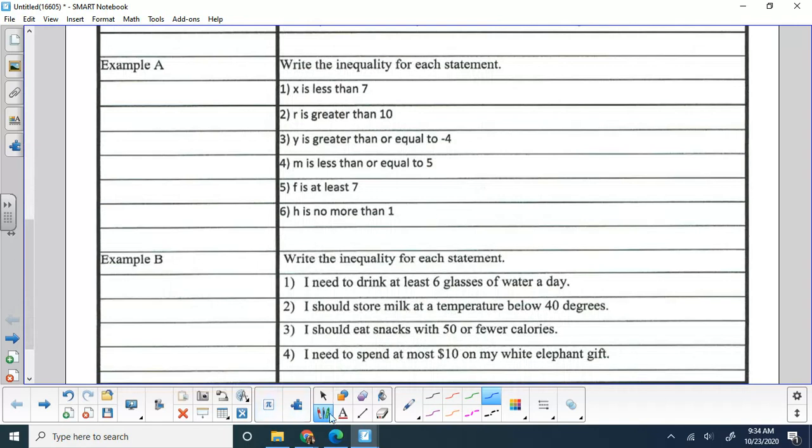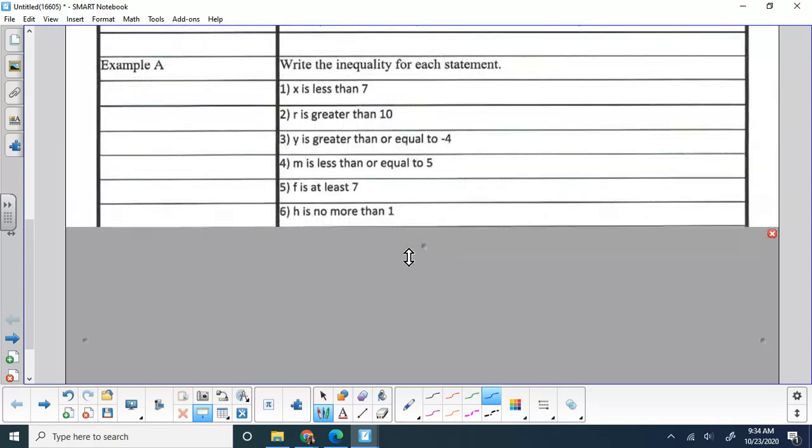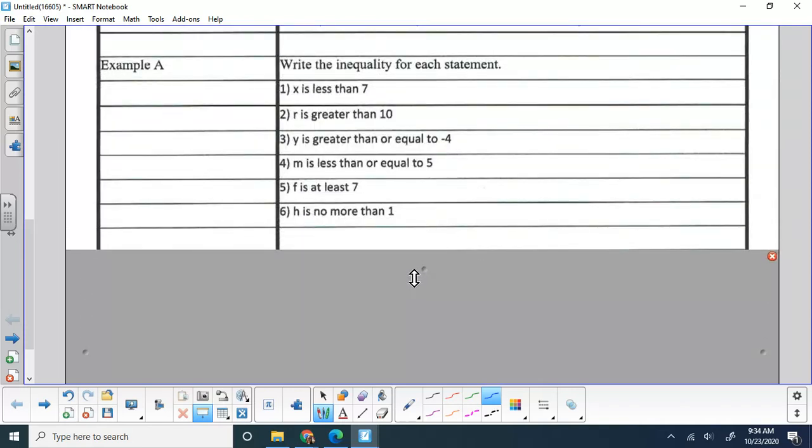All right, let's take a look at example A. Example A we'll do together, and then example B, I'm going to pause and let you give it a try. So in example A, we're just going to write a statement using that inequality sign, and we're going to be looking specifically at the words that they use in the problem. So the first one is read, x is less than 7. Well, in this one, it tells us use that less than symbol, and x is less than 7. So that one kind of told us the answer.